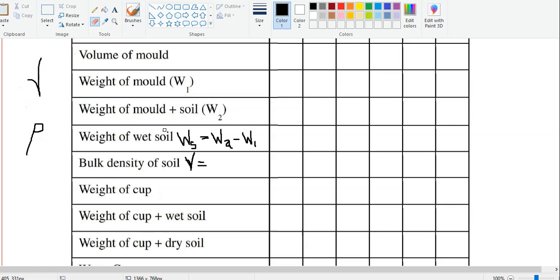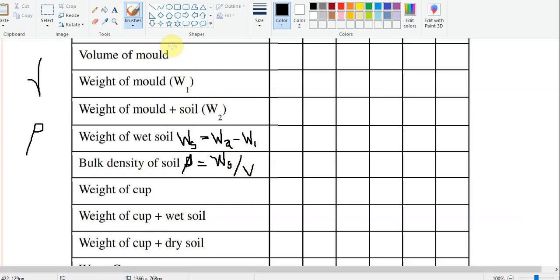So all my weights are in terms of grams. So I will get density. So I'll denote it as rho. So rho is equal to weight of soil divided by volume of mold.